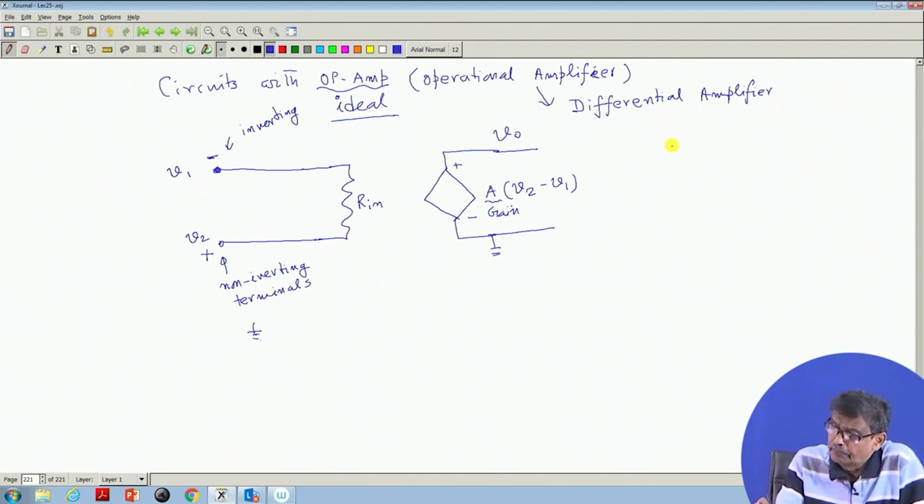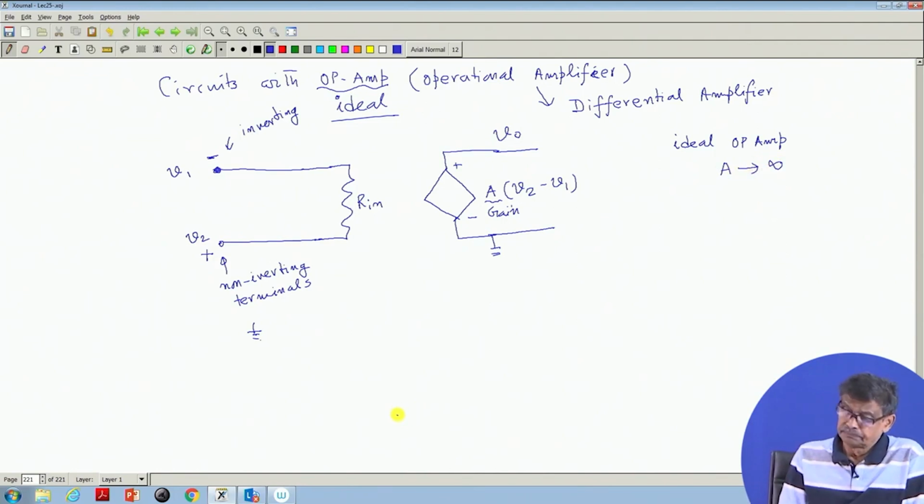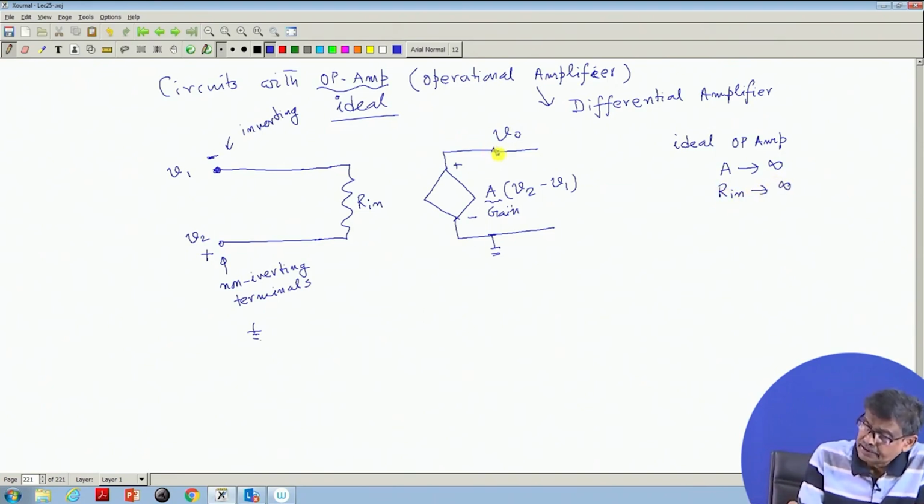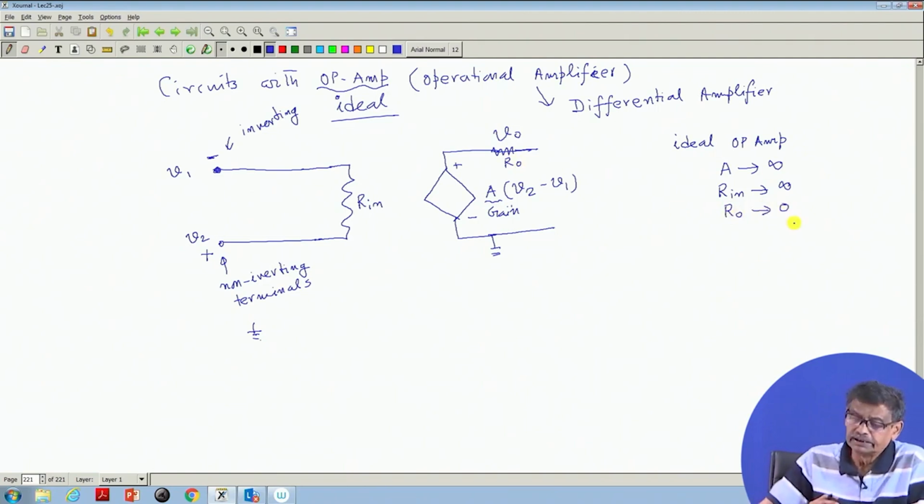Now, an ideal op-amp means the gain tends to be very high, very large. The input impedance is also very large, and if there is an output impedance, that is very low. These are the qualities of the op-amp. I will explain to you what they all mean.